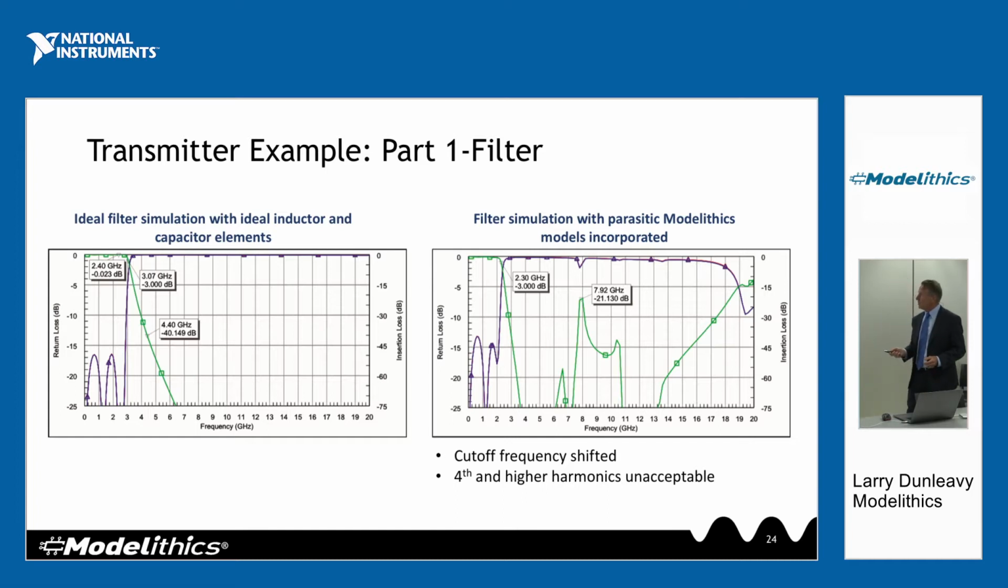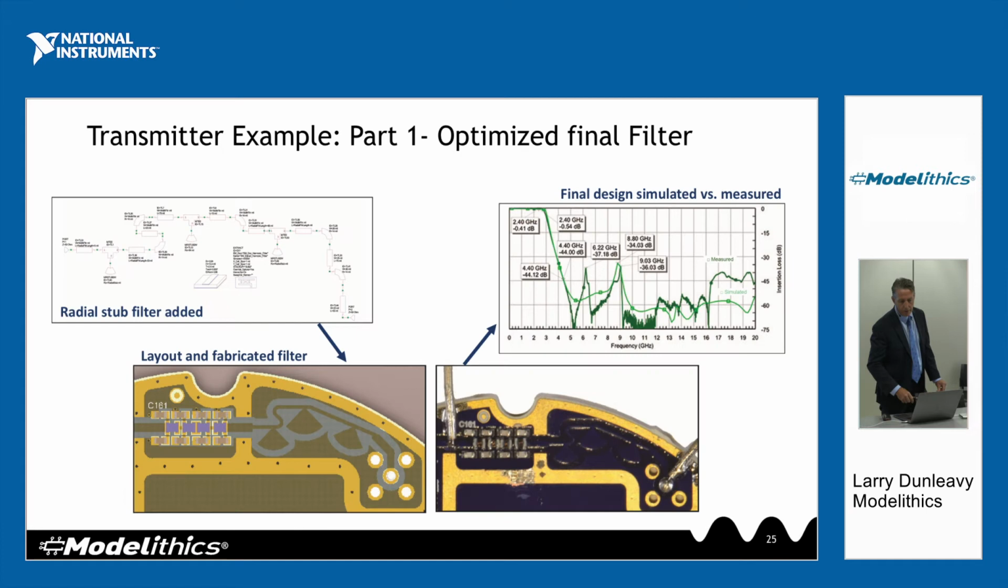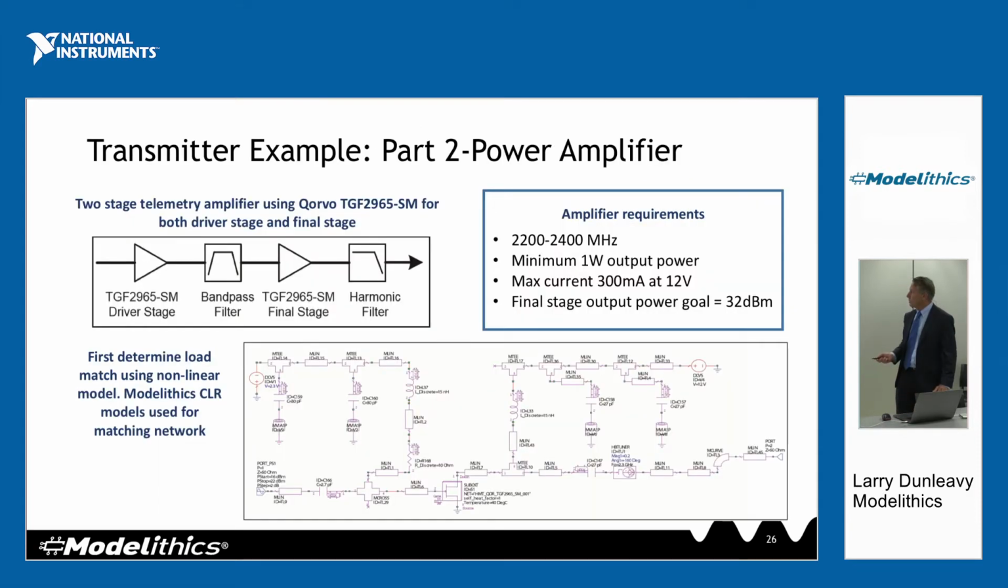This is showing just the filter, kind of an ideal simulation and non-ideal simulation using the full parasitic models. And it was really important to him to be able to reject harmonics out in here, so he had to fix this, which he did by adding another filter, which was a radial stub filter on the output of his lumped element filter, and this was his final measured and simulated result. This was his design. He built it once and basically built it and shipped it, including the PA. So this was the filter part of it, and his PA was a two-stage PA.